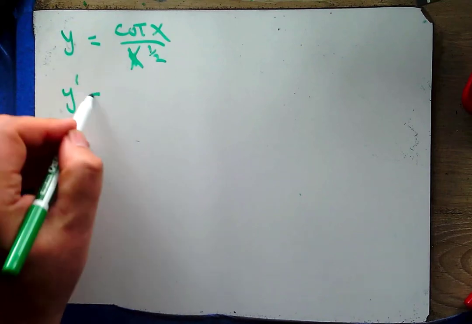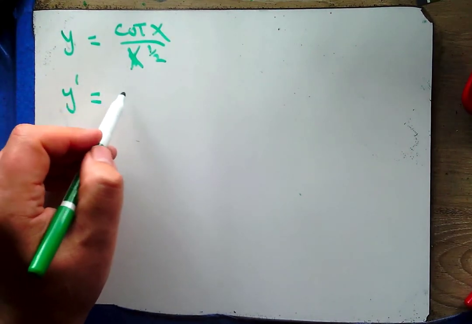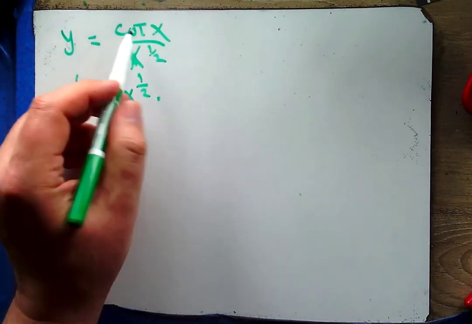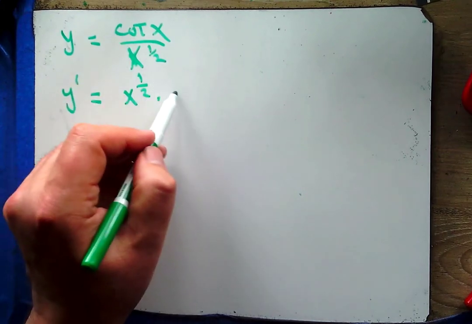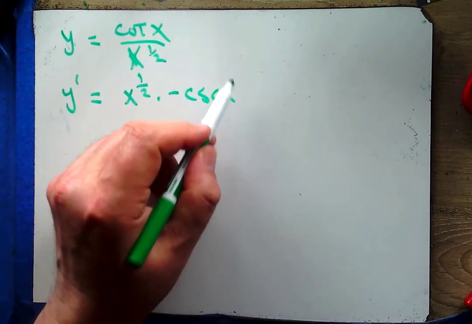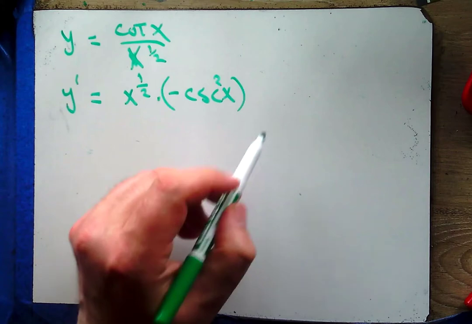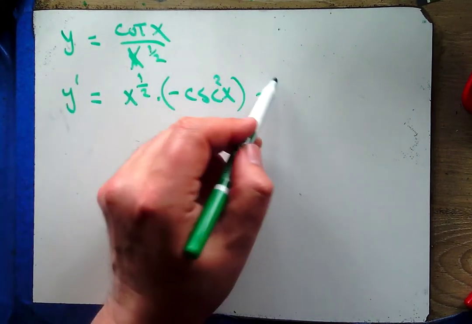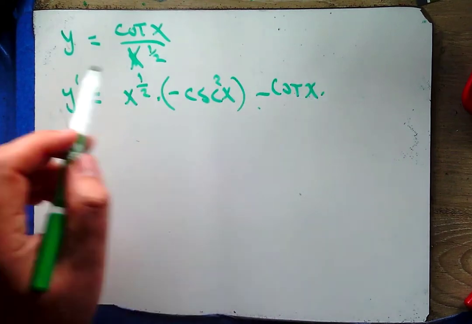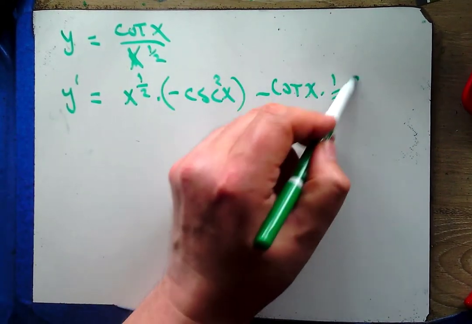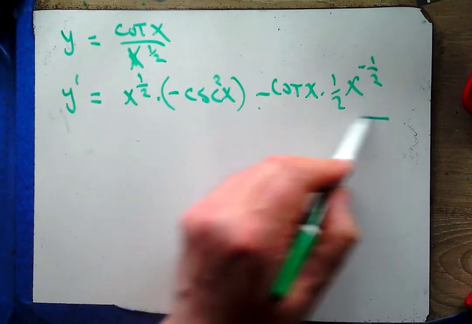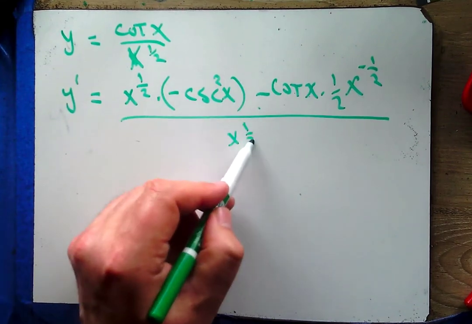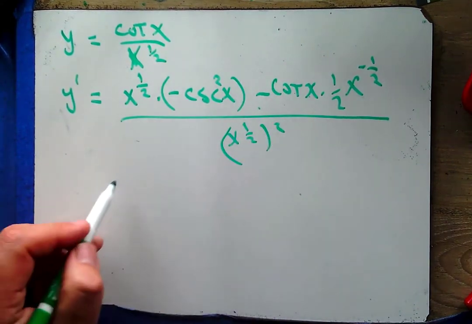So y prime would be low d high, derivative of cotangent is negative cosecant x squared, minus high cotangent x d low, 1/2 x to the minus 1/2, all over low squared.